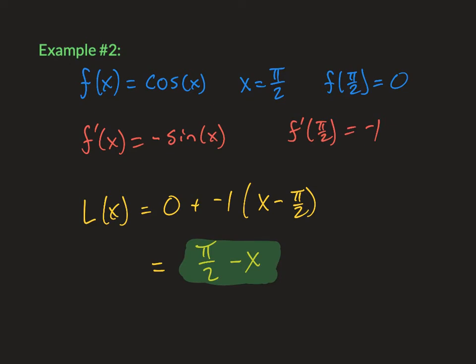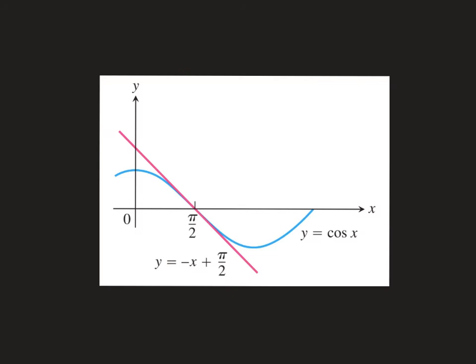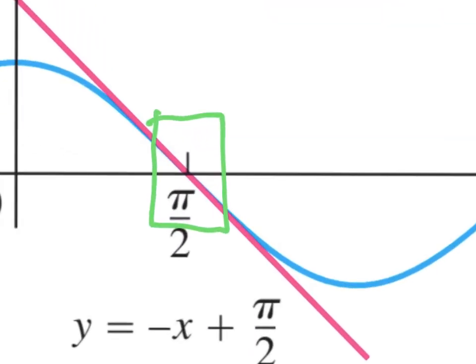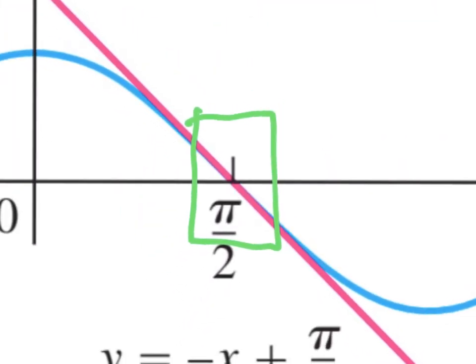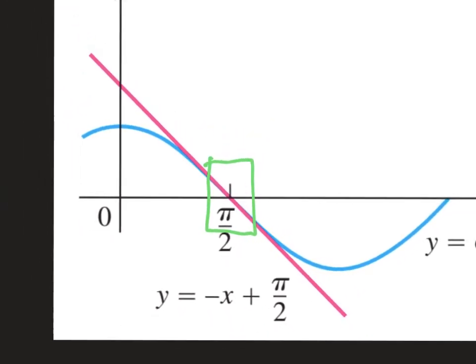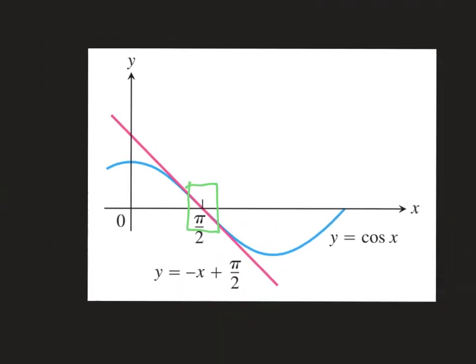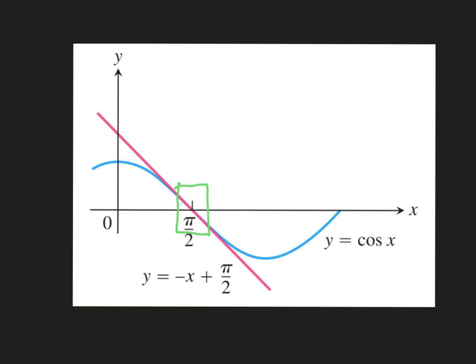Let's take a look at the graph and see how close we were. Again, you can see that if we zoom in very close to pi over 2, right? I hope this doesn't give you a headache when you watch the video. When you zoom in close to pi over 2, the linearization behaves exactly like the function. So that's good news.